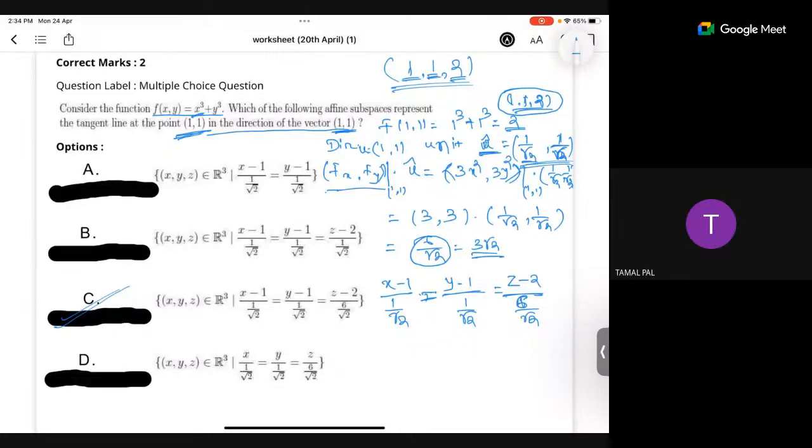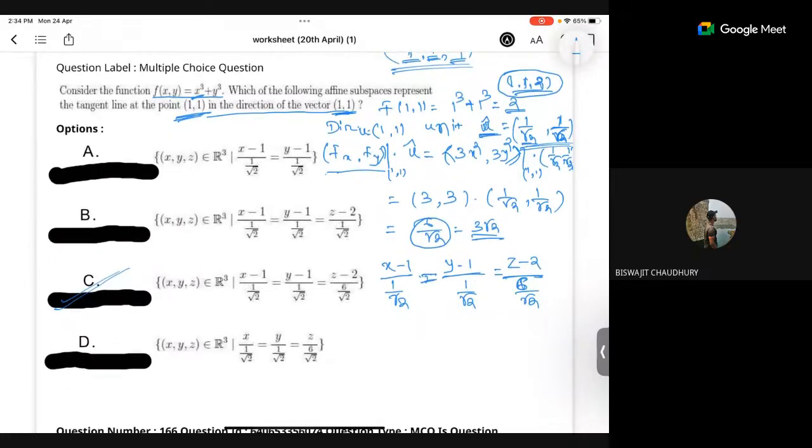Sir, this is symmetric form, right? If we want to make it parametric form, then what to do? Okay, so you want to make the parametric form. Listen, to get the parametric form, you just need to write the point first, like 1, 1, 2, plus t times the direction, 1 by root 2, comma 1 by root 2, comma 6 by root 2, right? Can you please repeat? To get the parametric form, plus t times 1 by root 2, comma 1 by root 2, comma 6 by root 2.